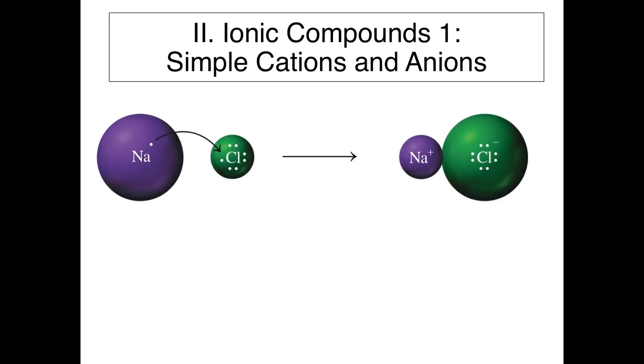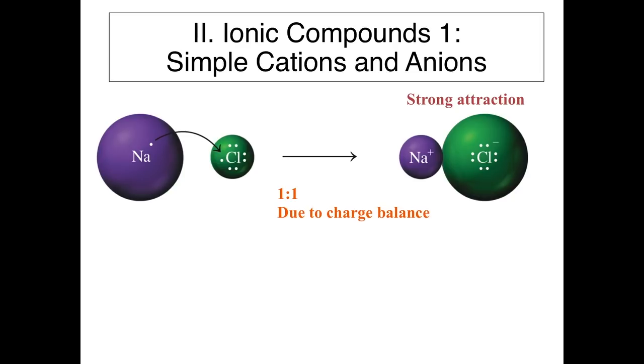Now that we have a positive charge and a negative charge, what do we know about the attraction between a positive and a negative charge? Right? They are very strongly attracted to each other. This attraction is what we call an ionic bond. And this bonding occurs in a 1-to-1 ratio. For every 1 sodium, there is 1 chloride.